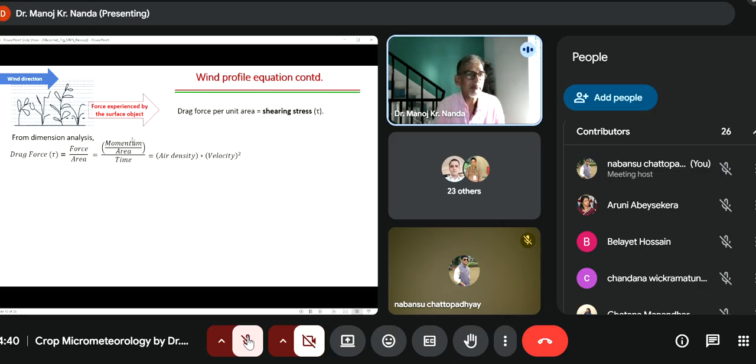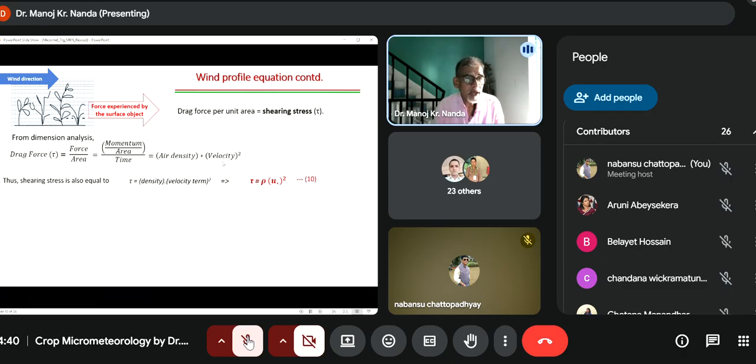You can get it because momentum is mass into velocity. So if you put it, this will be the dimensional analysis. Now the drag force is actually becoming tau equal to rho u delta square, and I'm doing it from dimensional analysis. Yes, it is velocity square as per dimension, but there might be some constant involved.